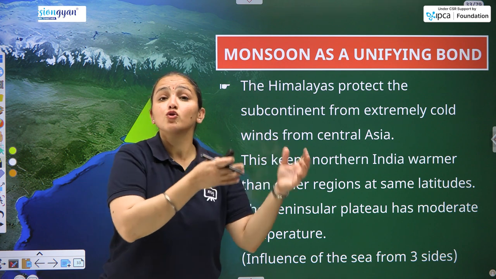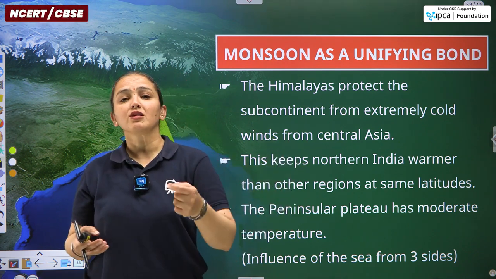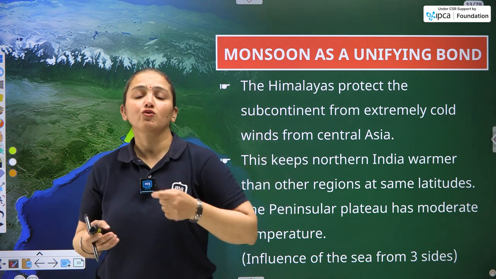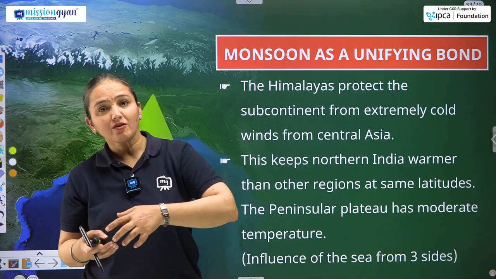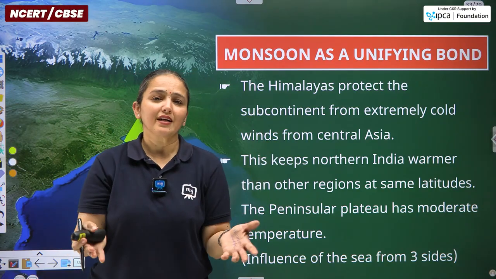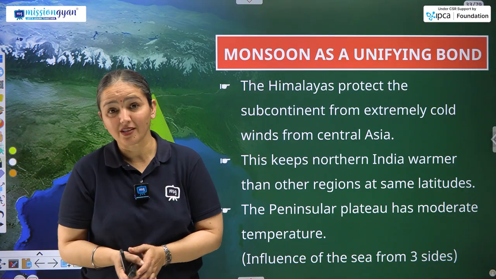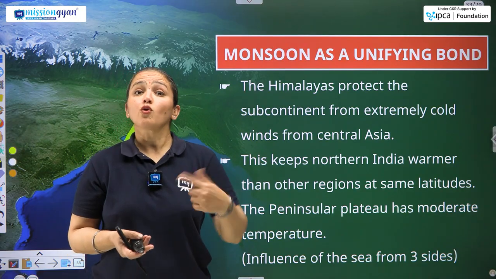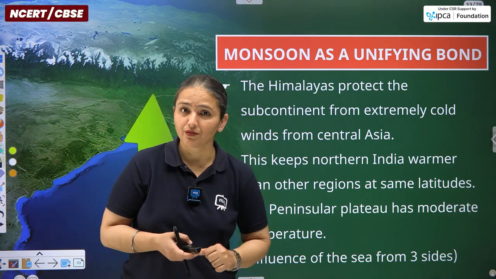They have to sow the seeds, so they receive the first fresh rainfall, and as soon as they receive the rainfall they start plowing and sowing, and begin their agricultural practices. But farmers are not the only ones whom the monsoon unifies.